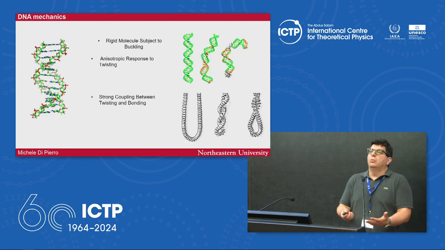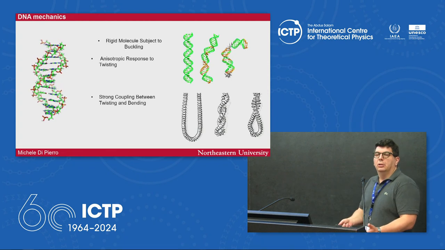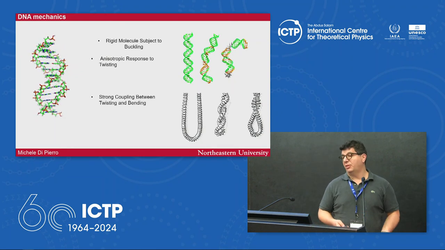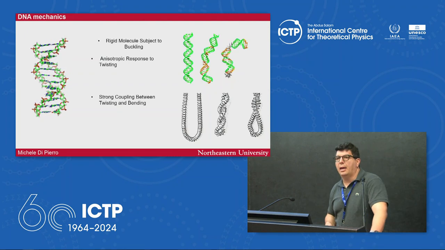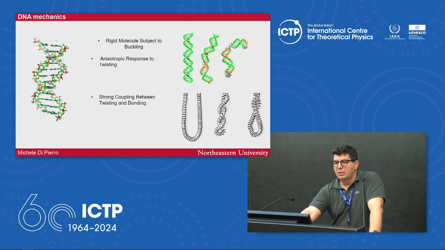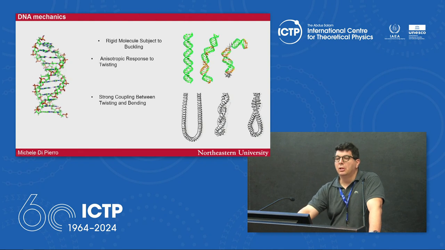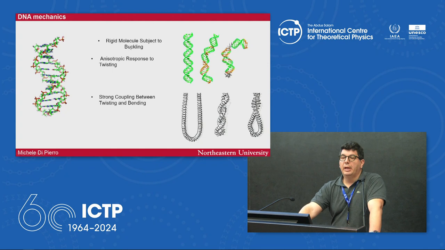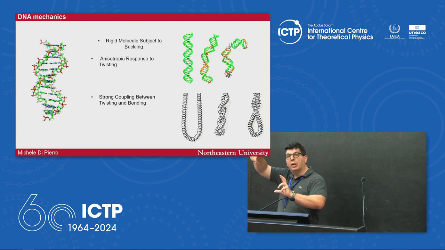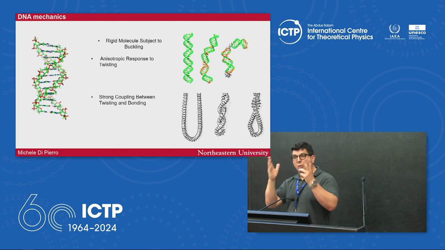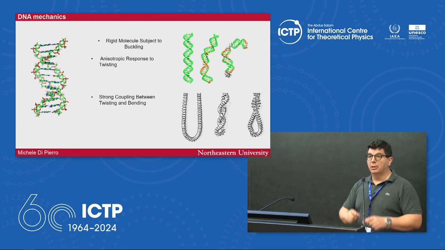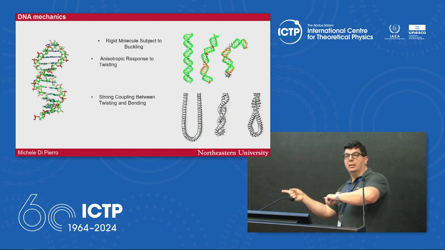And then there are other things that you want to require from your model, to believe your results. The first is you want to represent in a decent way DNA mechanics. This is extremely complicated, because the molecule is complicated. It's not a simple polymer. It's more of a rigid molecule, which is subject to buckling. It has a response to twisting that is anisotropic. If you twist in one way, it responds in one way. If you twist the other way, completely different story. There's a strong coupling between bending and twisting, and twists relax into bends, and bends relax into twists.